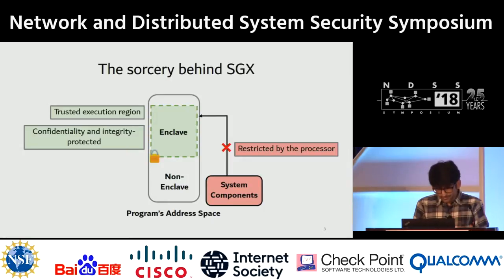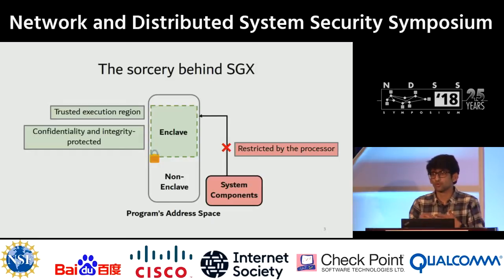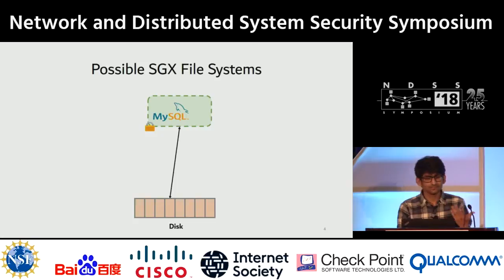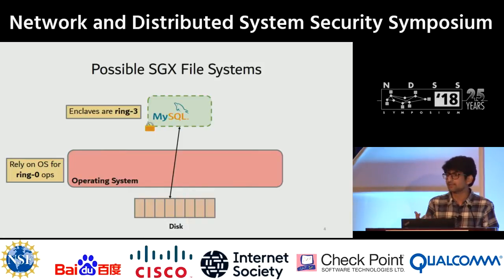But the problem is that the program doesn't always use code or data within its own sphere. For example, one of the most important things is that you have to perform system calls, and one of the most important uses of system calls is to access files. So let's have a look at how SGX can access files. As enclave programs are just regular programs, they only have ring three privilege. That means they have to access the file system, or the disk, using the ring three system, which is, again, the operating system.